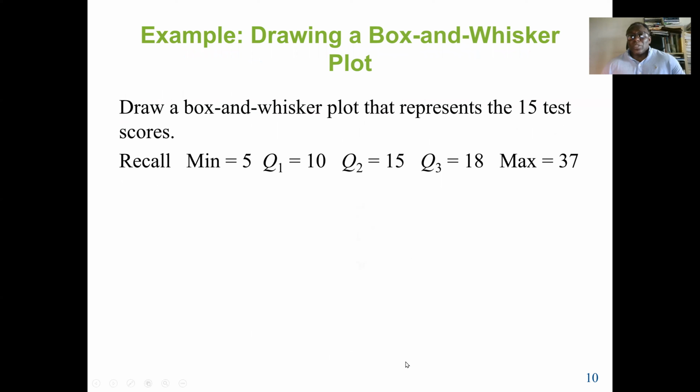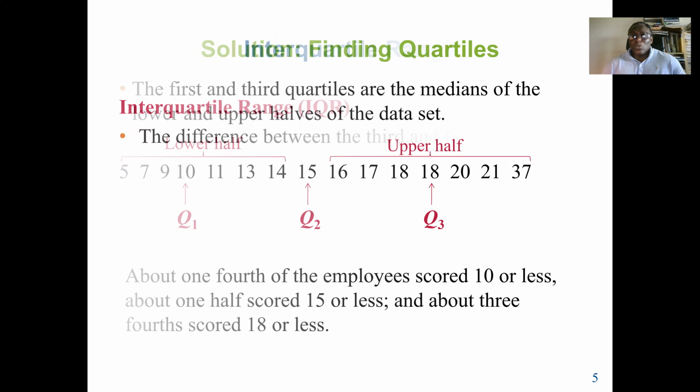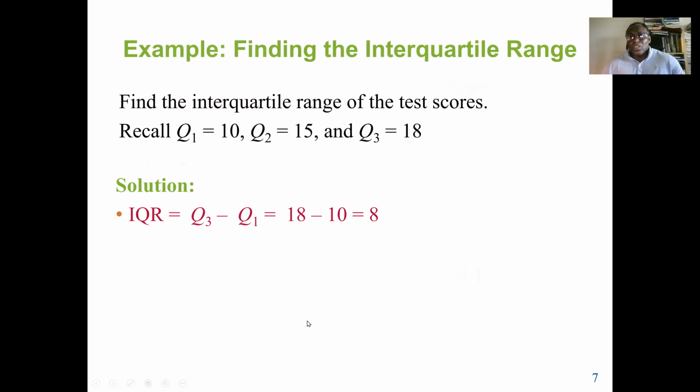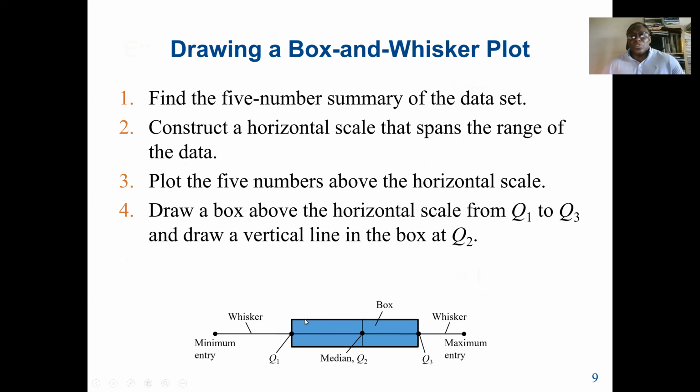So let's do the example, the same problem again. Remember, we already found Q1 to be 10. We found Q2 to be 15. We found Q3 to be 18. When we look at the question, the data set starts from 5 to 37. So our minimum value will be 5 and the maximum value will be 37. So this is our data set. Minimum is 5, maximum is 37. Q2 was 15, Q3 was 18, Q1 was 10. So we have all the 5 values, and we can plot our Box-and-Whisker plot.